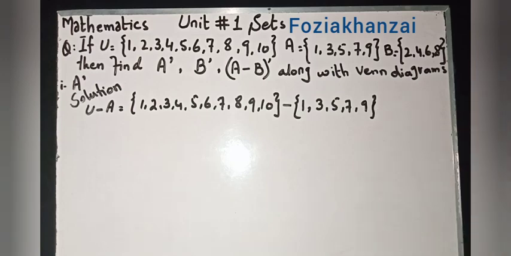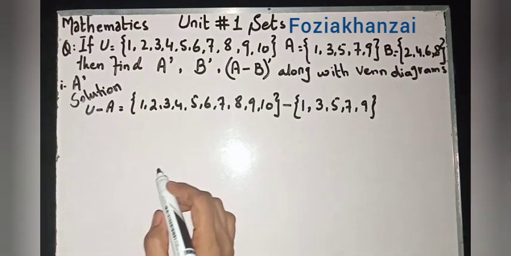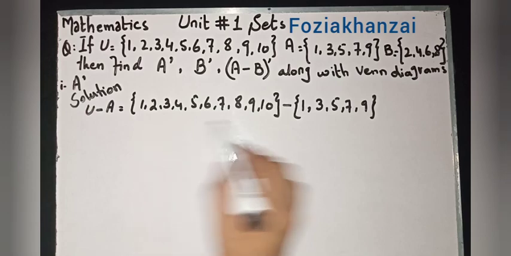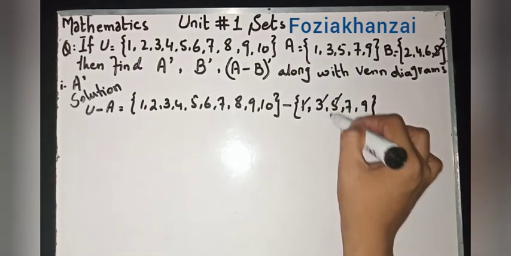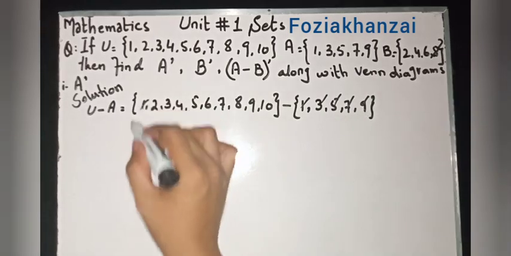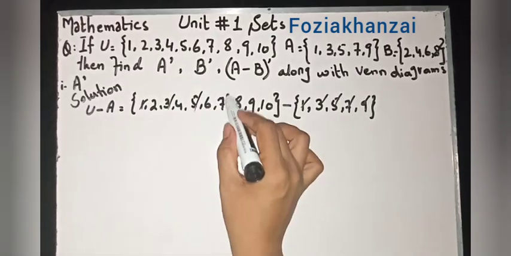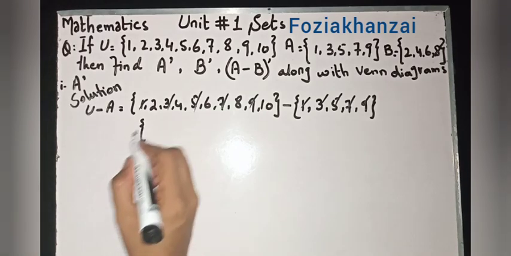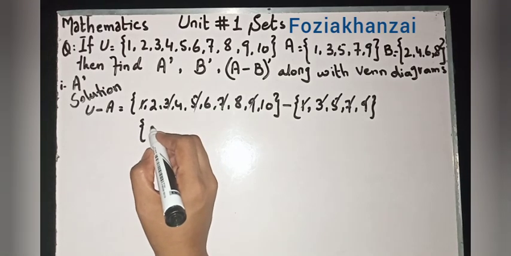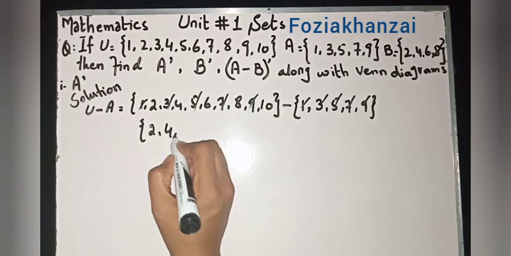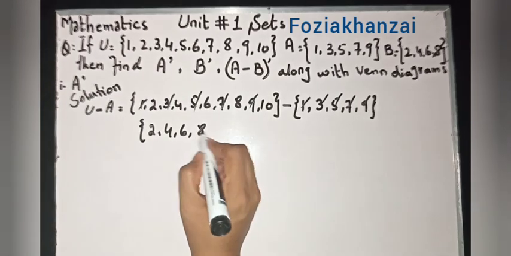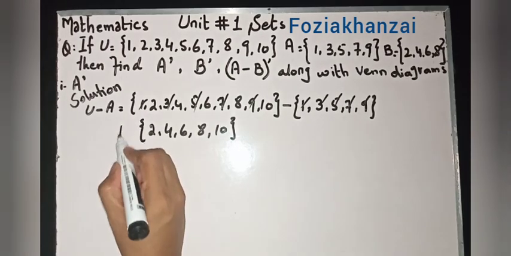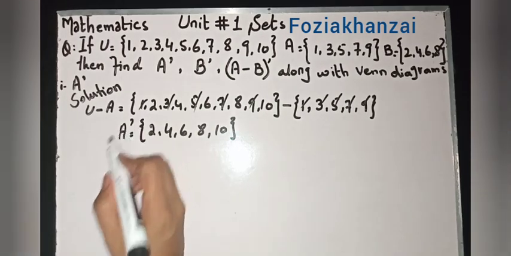Okay, for difference, the method to find the complement: cut the same elements, 1, 3, 5, 7, 9. Now remaining elements of set U, 2, 4, 6, 8, 10, would be the answer of A complement.